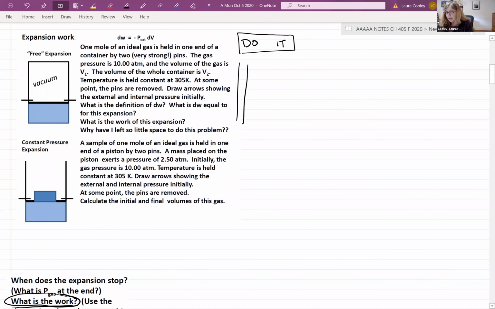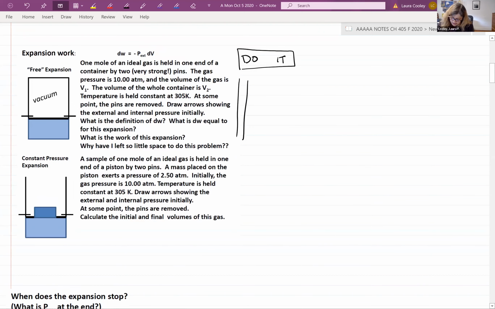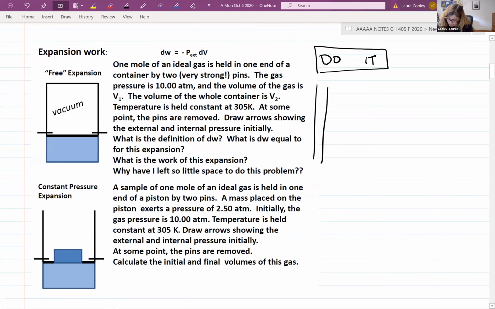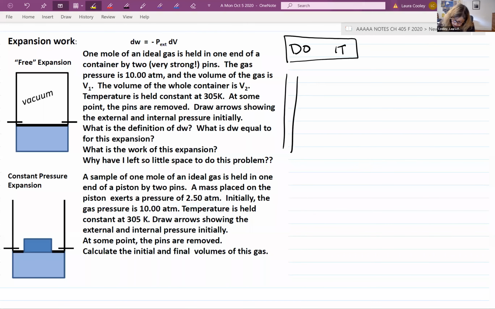I think maybe I'm ready to talk about this problem a little bit. You made some progress on it, right? Let me talk about the first part. So what is it asking you to do here? We have a vacuum in here. That's why these pins have to be in here, because obviously there's a pressure pointing in this direction, but there is no pressure opposing it, because there's no gas in there. Make sense?